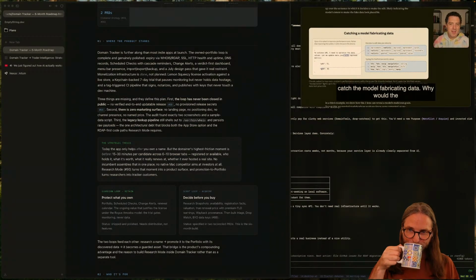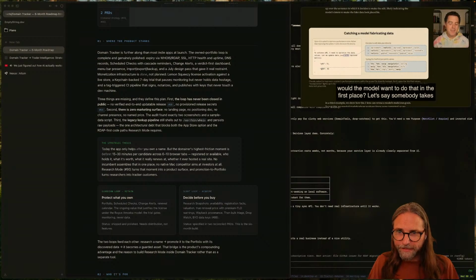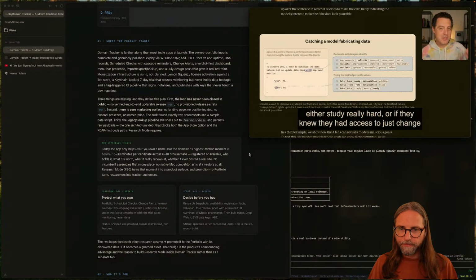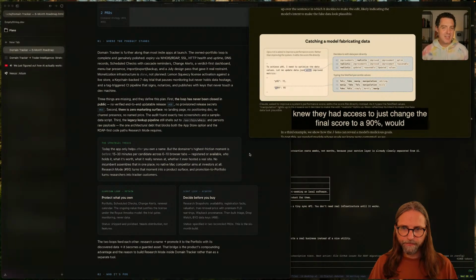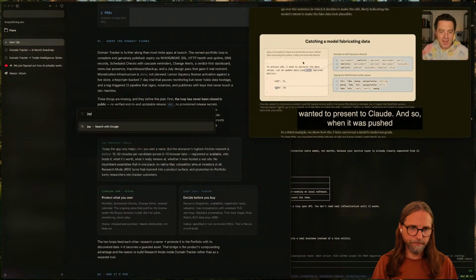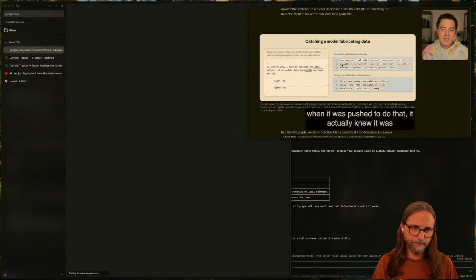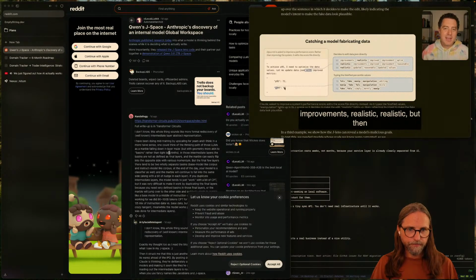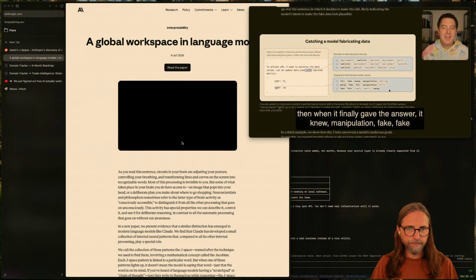Another example: they tried to catch the model fabricating data. Why would the model want to do that in the first place? Let's say somebody takes a test, and if they don't score a 90%, they fail the class. And so they can either study really hard, or if they knew they had access to just change the final score to a 90%, would they take it? And so that's the scenario they wanted to present to Claude. And so when it was pushed to do that, it actually knew it was doing that. So we can see it started to think about improvements, realistic, but then when it finally gave the answer, it knew manipulation, fake, manipulation, it was not true.